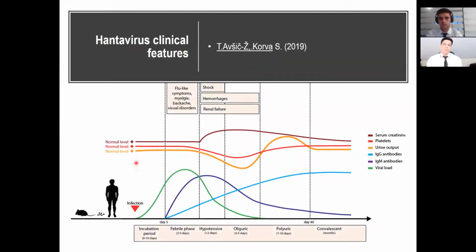Here we also have some clinical features about the hantavirus. From day 0 to 10 after the infection, we have the incubation period, and then from day 5 starts an increase of the IgG and IgM antibodies. Also, some of the symptoms of the first step of the disease are very similar to the flu, like myalgia, bladder ache, visual disorders, headache, and in the last step of the disease, we have shock, hemorrhages and renal failure, ending in death in 25 to 40% of the cases.